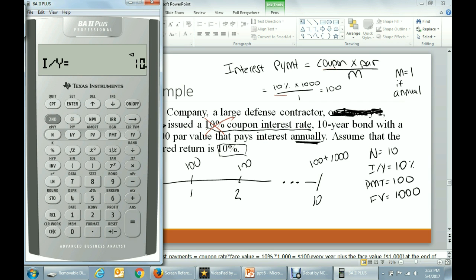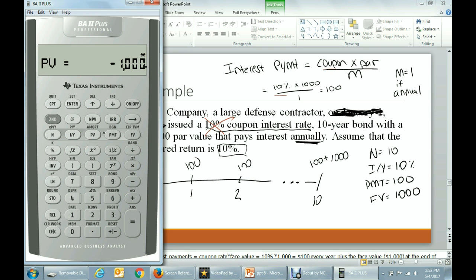Our payment is 100. And our future value is 1,000. So we can compute the present value. It gives us a negative $1,000. Remember, the negative denotes a cost, so it would cost us $1,000 to purchase this bond, which makes sense.